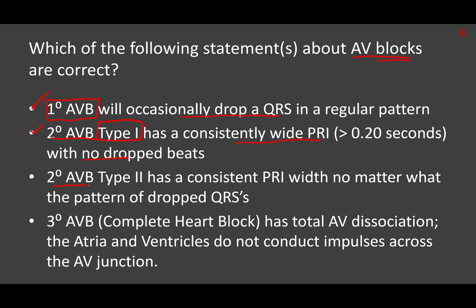Second degree Type II has a consistent PRI, which is correct, no matter what pattern of dropped beats. So that one is actually correct because second degree Type II has dropped beats with a consistent PRI. Last but not least, third degree AVB has total AV dissociation. That's accurate. Atria and ventricles do not conduct impulses across the AV junction. So on this one, I would say that your third and fourth options, those two are accurate statements.